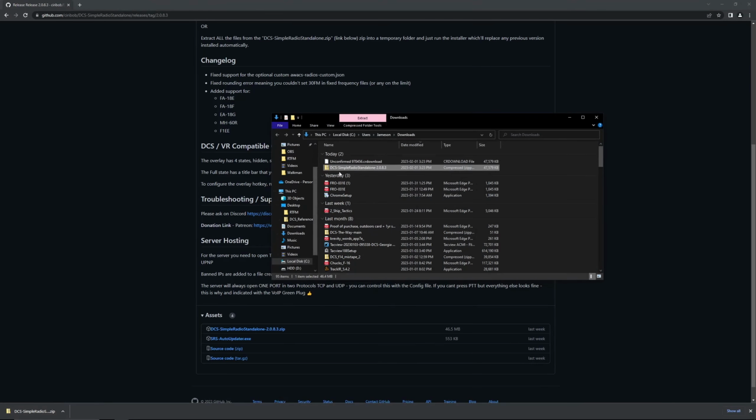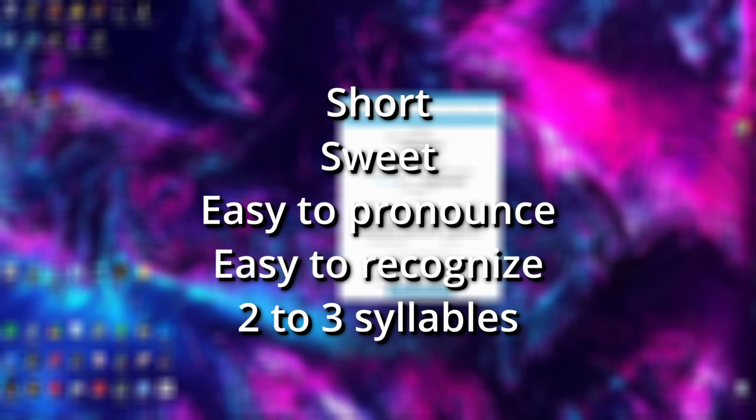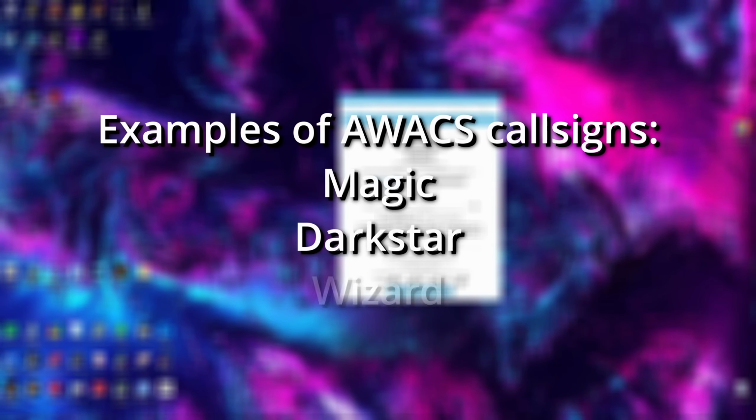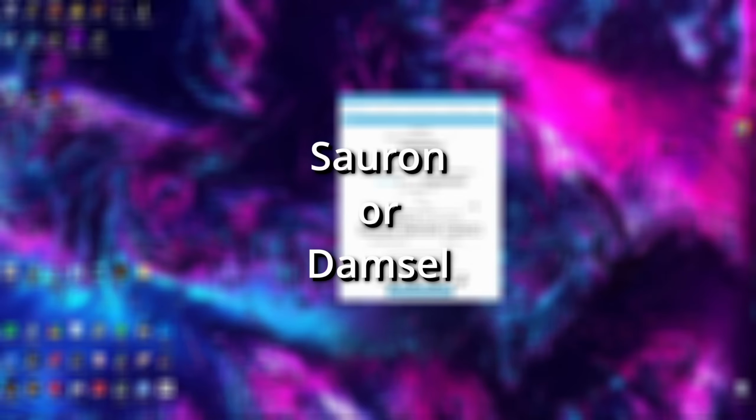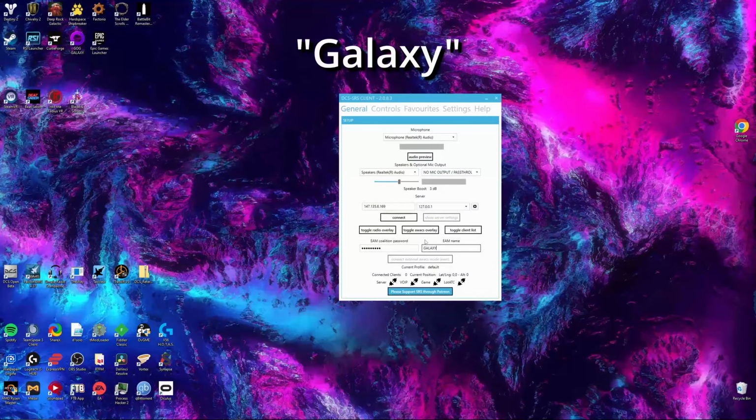Your EAM name should be the call sign you want to be known as. Through SRS, if players have their overlay turned on, the EAM name will show up as who is transmitting. Call signs should be something short, sweet, easy to pronounce, easy to recognize, and roughly 2 to 3 syllables. Examples include names such as Magic, Darkstar, or Wizard. Some player GCIs that frequently play on Georgia at War include names such as Sauron or Damsel. The call sign that I use is Galaxy, so I will write it here in this example.